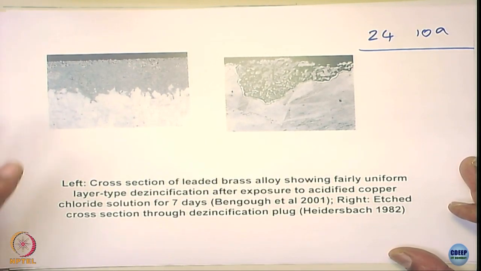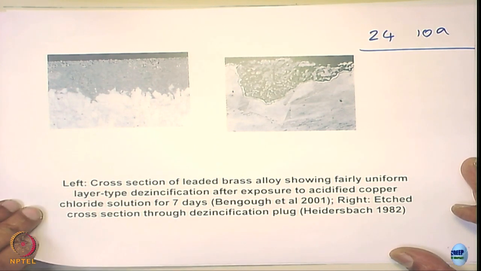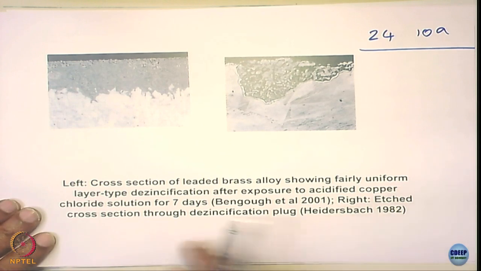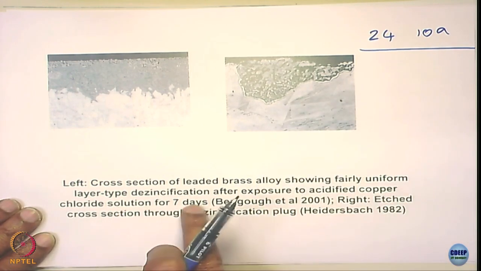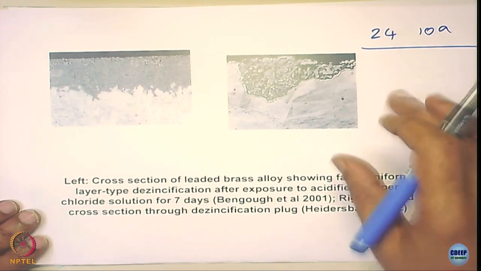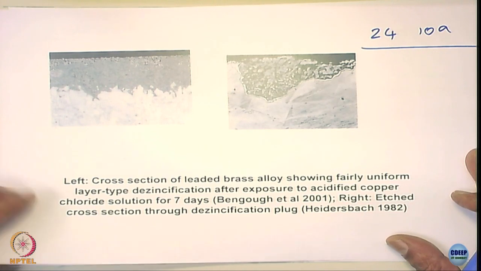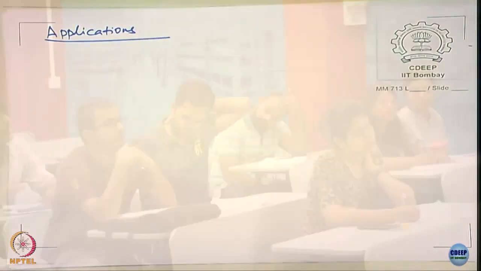These are the real problems, but fortunately dealloying is not as fast as pitting corrosion and all, but yes, it does have an effect over years. In this case, of course, this is an acidified copper solution, so 7 days only, but in practice it may take a couple of years to get the dealloyed layers on the surface. Is sensitization the same as leaching?